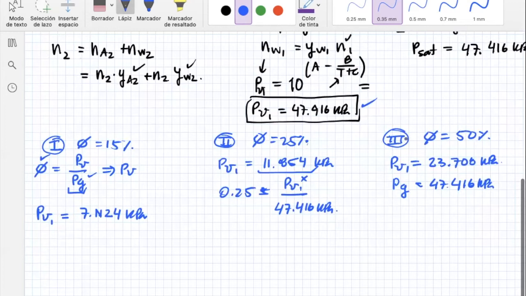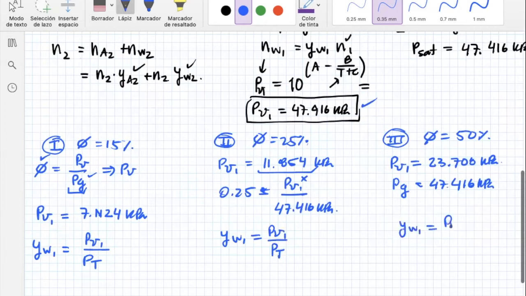What do you think will happen? Well, okay, so now you know how much PV1 is, and therefore you can already get this one, which is going to be PV1 divided by total pressure, the same one here for this case, and the same one here. You get the picture, right? And the same one for this case. So this one shouldn't be any problem.